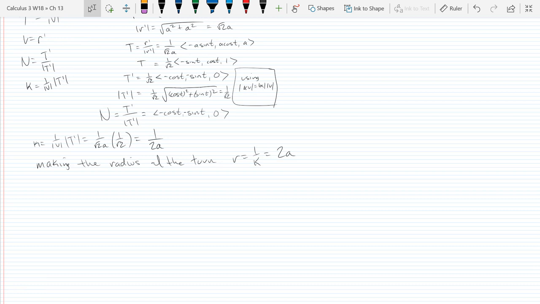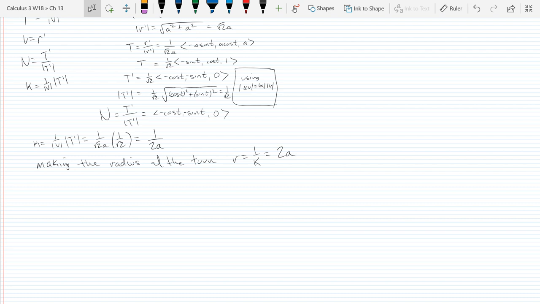So that's the end of 13.4. Next we're going to go to 13.5. What we're going to do is basically use the same t and n. We know our velocity, we know our acceleration. Now the t and the n are basically the direction of your velocity and the direction of your acceleration, because they have nothing to do with magnitude. So we know the direction of movement and the direction of acceleration, and they're perpendicular, we saw already.